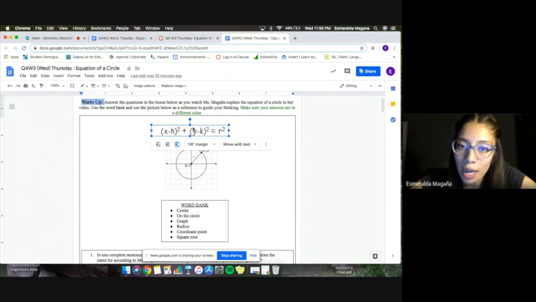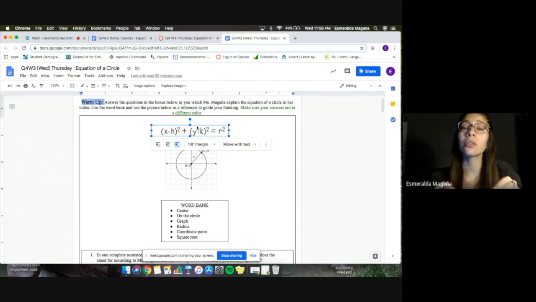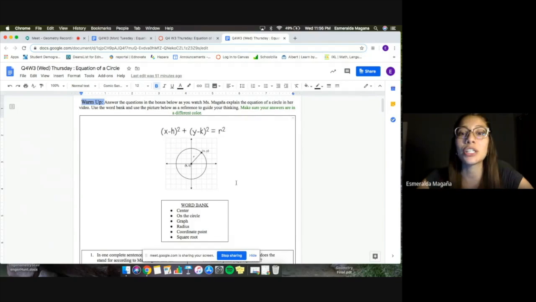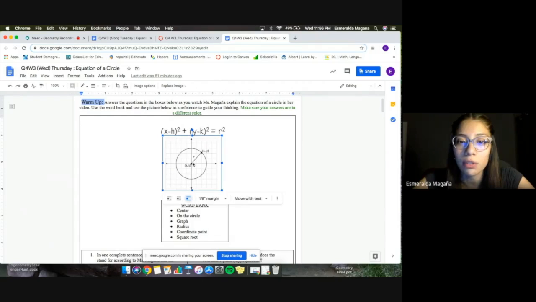So H and K are actually the center of our circles. You notice when you graph them, sometimes it was in different places, and that's because my h and k would be different every single time in a different equation. So again, h and k are the center of the circle, as we see in this picture right here. H and k are the center.